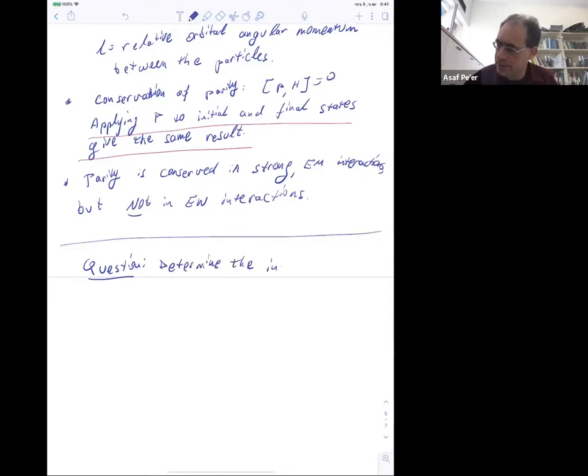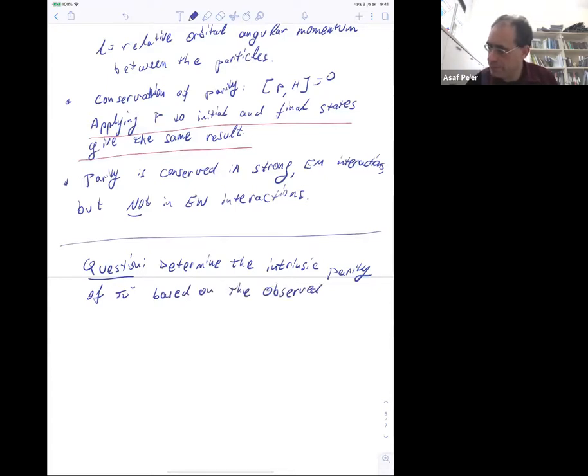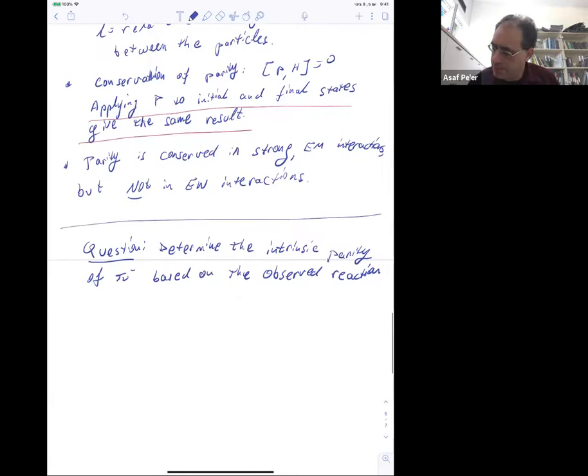Determine the intrinsic parity of the negatively charged pion based on the observed reaction of a pion capture by deuterium: D plus pion minus goes to 2 neutrons.